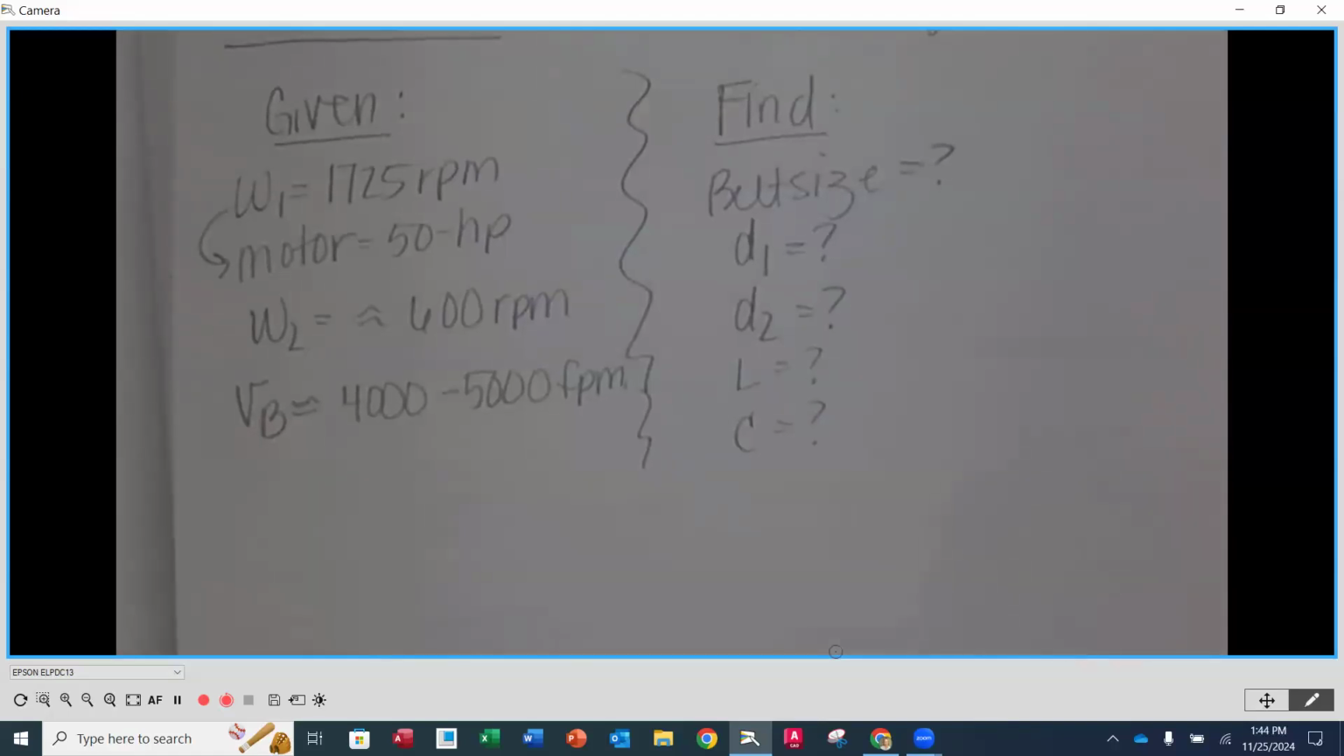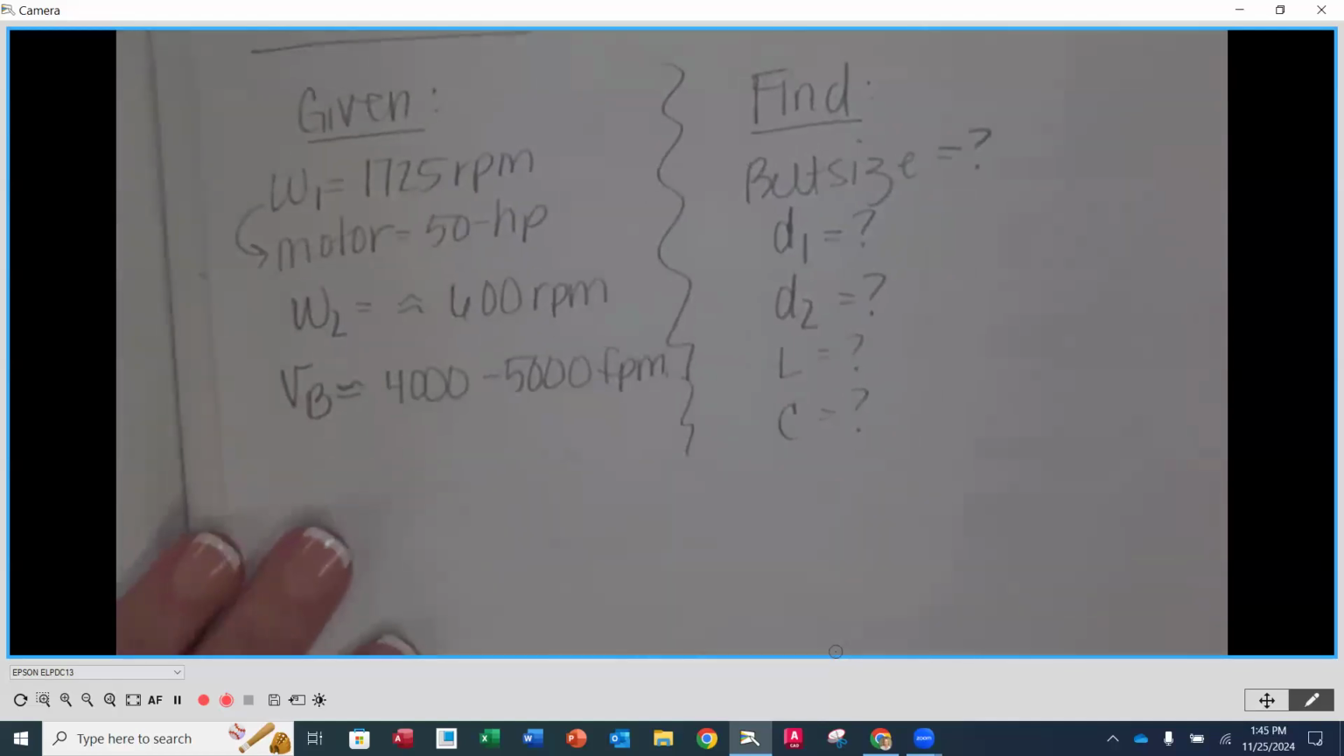This is a very practical type of application that you would see out in industry. All they're giving you is the motor that you have to deal with, what you want your output speed to be, and also how fast you want that belt to be going, an optimal speed. From there, you get to pick the diameters, the belt size, the length of your belt, and what your center distance is going to be. Very practical problem. So where do we start?